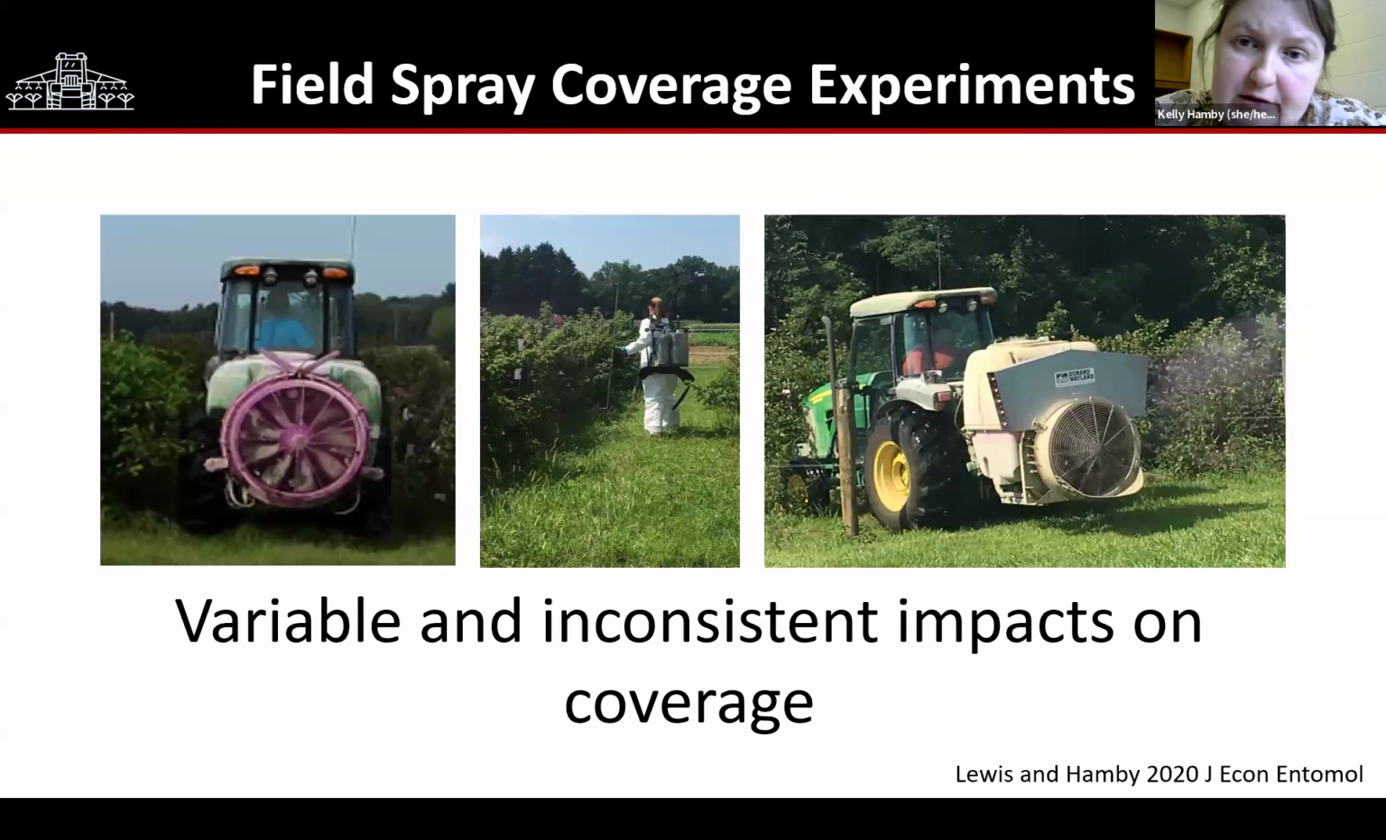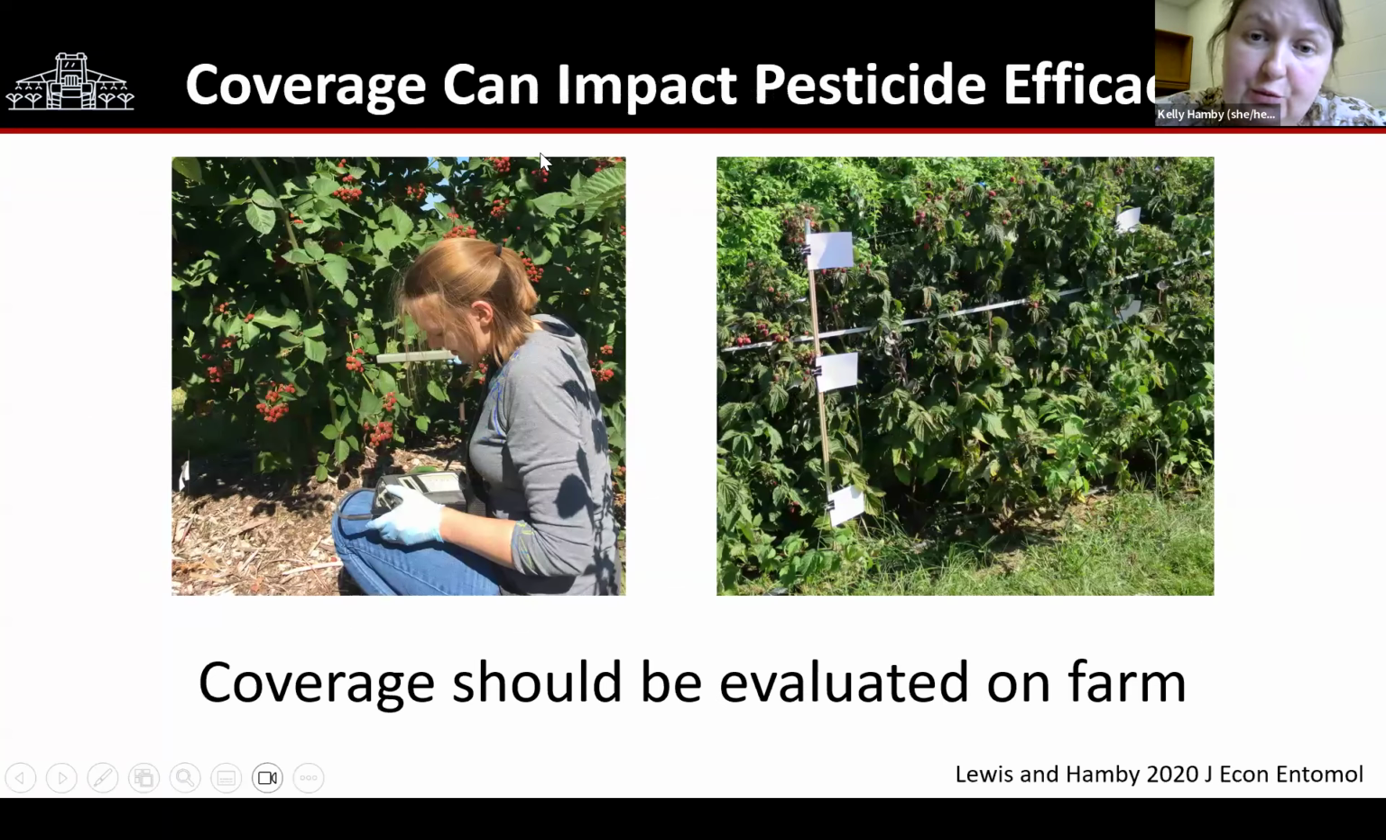But overall, our message from doing these field spray coverage experiments is that spray coverage is variable, and making adjustments had inconsistent impacts on coverage. So our recommendation is that you evaluate your spray coverage on your own farm to make sure that you're getting the coverage that you want. And again, with caneberries especially, really think about how you're getting the lower part of the canopy and the center of the canopy.